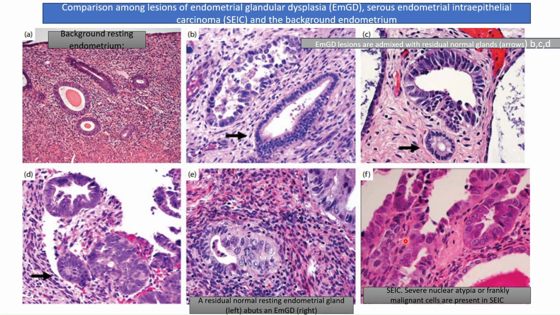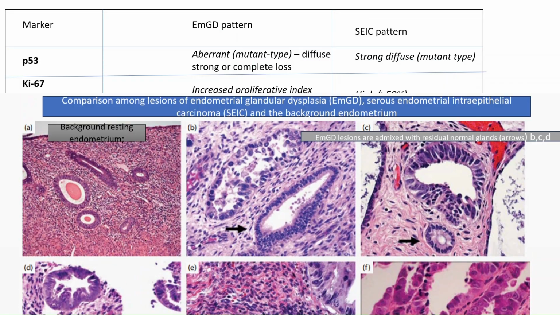This section F, if we compare with all four sections, is showing a frankly malignant look of the nuclei, showing severe nuclear atypia, high NC ratio, vesicular chromatin, prominent nucleoli, hyperchromasia and loss of polarity, but the basement membrane is incomplete. So this is how you can differentiate EmGD, resting endometrium and serous endometrial carcinoma.